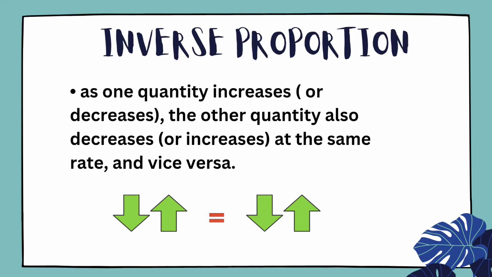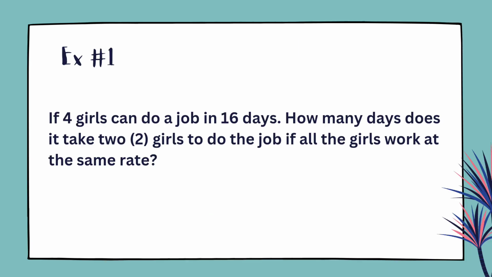Now, let's talk about the inverse proportion. Ang ibig sabihin lang nito kapag tumaas yung isang quantity, ang siya namang pagbaba ng isang quantity. Parang vice versa lang. Nag-alternate lang sila. For example, number 1, if 4 girls can do a job in 16 days, how many days does it take 2 girls to do the job if all the girls work at the same rate?